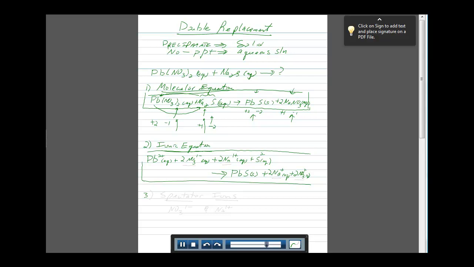Now notice that in this equation you have some ions that exist on both sides of the equation. We call those ions that exist on both sides of the equation spectator ions. So what are the spectator ions? In other words, ions that exist on both sides of the equation. You'll notice, I will underline, that nitrate, NO3 1-, exists on both sides, and so does sodium 1+. Since they exist on both sides, the NO3 1- and the Na 1+ are both spectator ions.